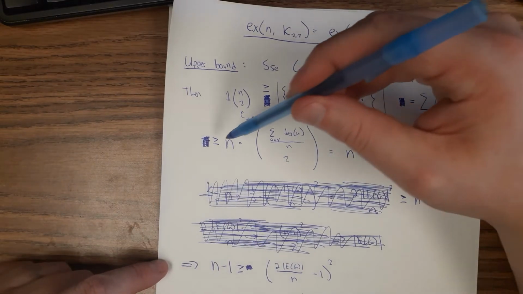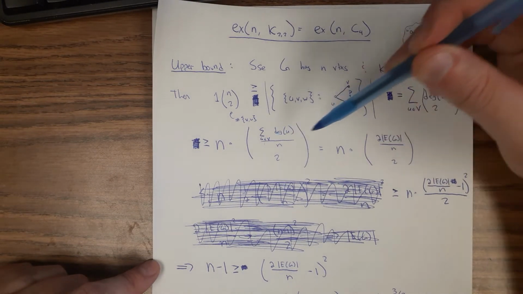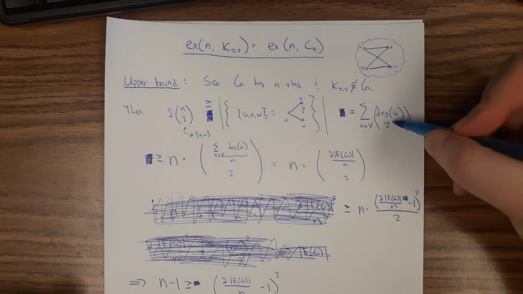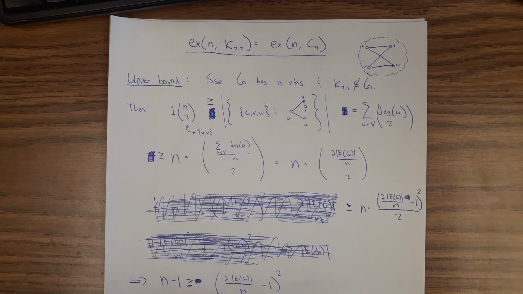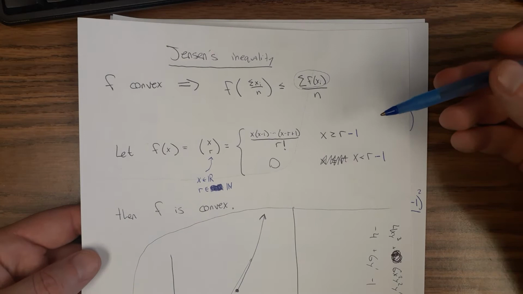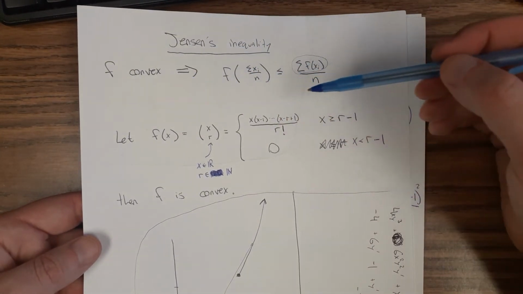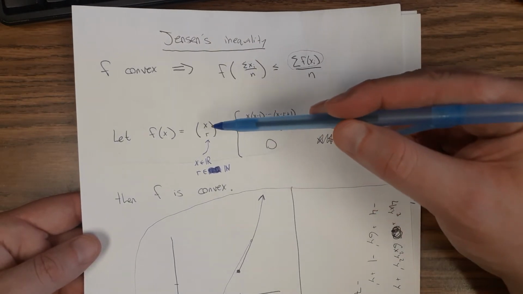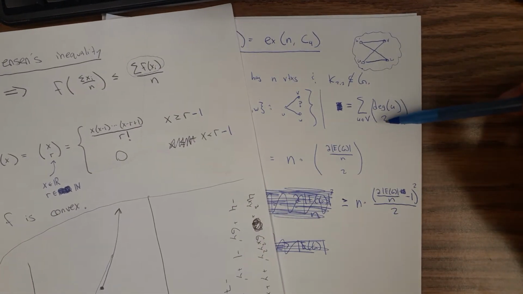And then we have this inequality, which is Jensen's inequality again. It's applied to this function. If you remember this page, it was in the notes a little while back. We're applying Jensen's inequality, which is this, and we're applying it to the function x choose 2.